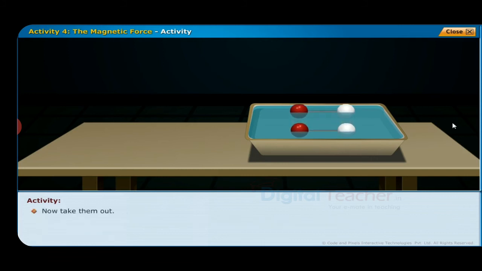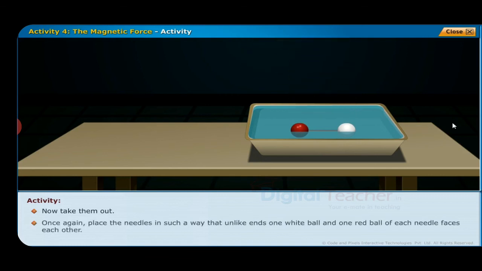Now take them out. Once again, place the needles in such a way that unlike ends, one white ball and one red ball of each needle, face each other. Observe the changes.